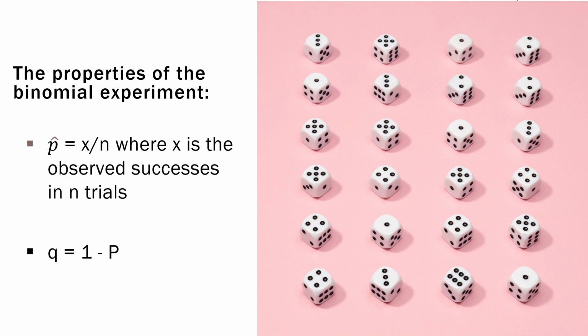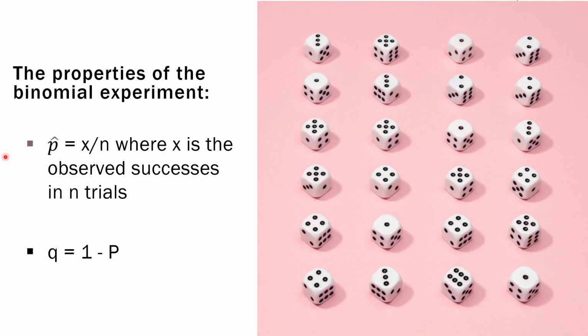This comes back to probabilities, which we did really early on in the modules, but don't worry, you don't have to recall a ton from that. All we need to know are the properties of the binomial experiment. To calculate p hat, and I don't think this is on your formula card, so feel free to write it down, p hat is equal to x over n, where x is the observed successes in n number of trials.